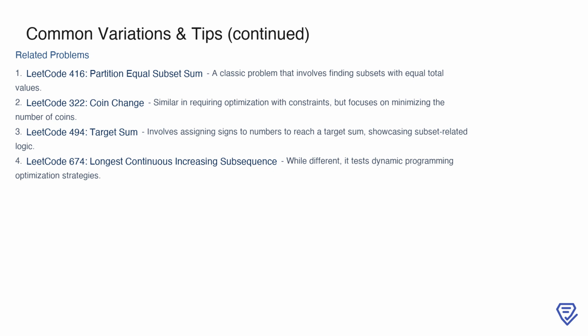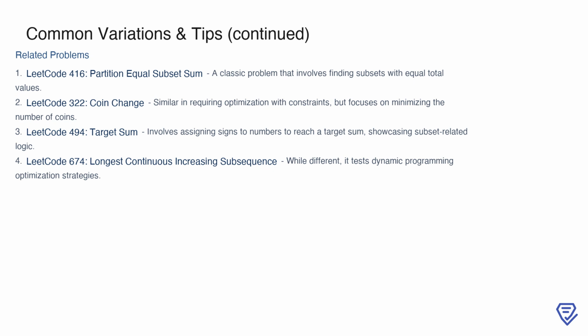There are also several related problems that you can study to deepen your understanding. For example, LeetCode 416, Partition Equal Subset Sum, is a classic problem that involves finding subsets with equal total values and uses similar subset exploration techniques. Another relevant problem is LeetCode 322, Coin Change, which also involves optimization under constraints, but focuses on minimizing the number of coins required instead of maximizing the count of items.